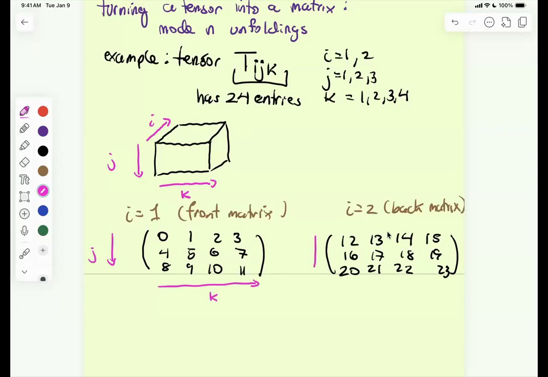I'm putting an arrow, just so that it uses the usual notation from linear algebra, instead of I, J, and this big A.